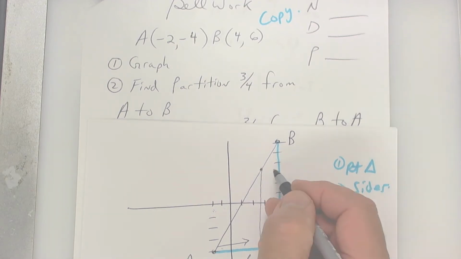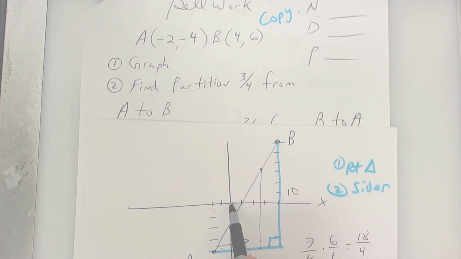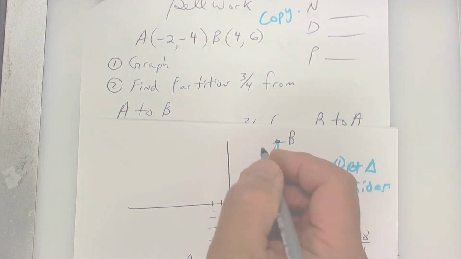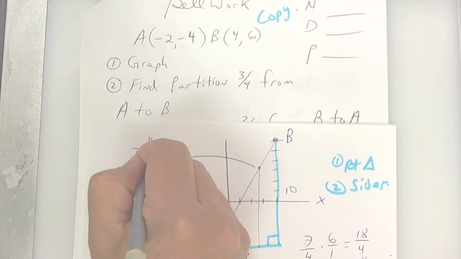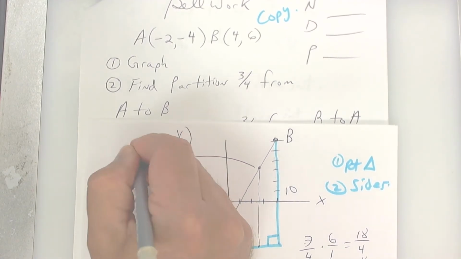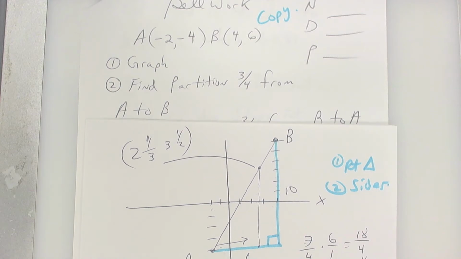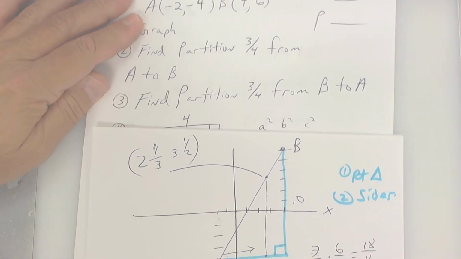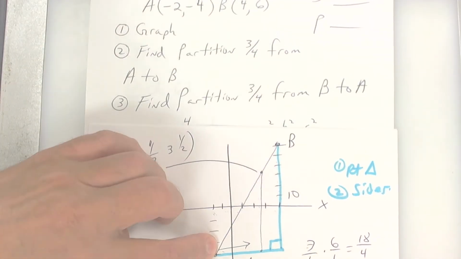So this answer right here, when you go back to the origin, is over 2 1/2 and up 1, 2, 3 1/2. So 2 1/2 and 3 1/2 is the answer. Okay. The next one wants to go 3/4 from B to A.